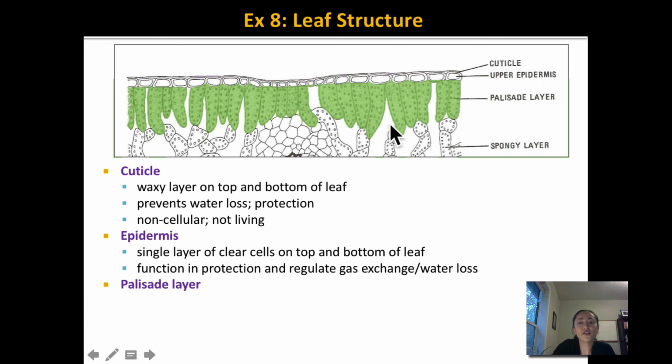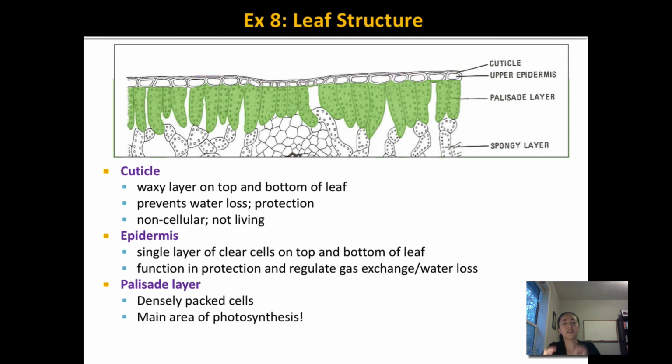Notice that these cells are very long and kind of cylindrical, and they are densely packed. So they're all packed together very densely. This is the main site of photosynthesis. So most of photosynthesis happens in the palisade layer, and that is because these cells contain a lot of chloroplasts. And remember, chloroplasts are where photosynthesis happens. So it makes sense that the palisade layer is on the top of the leaf because that's where the sun's going to be hitting it. So that's where it can absorb light the best.